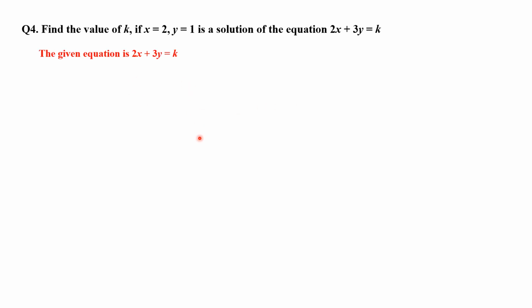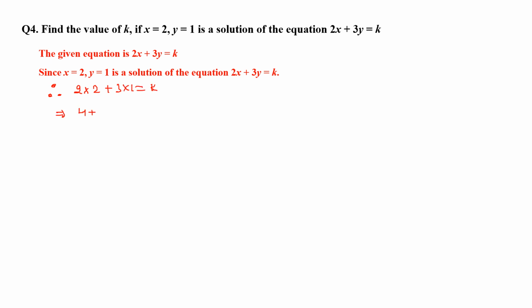So the given equation is 2x plus 3y equal to k, and since x equal to 2 and y equal to 1 is a solution, therefore now I'm going to put the value of x as 2 and y as 1. So 2 into 2 plus 3 into 1 will be equal to k, and 2 into 2 is 4. 4 plus 3 is equal to k. So from here I will get the value of k as 7. Okay. So this is the value of k.